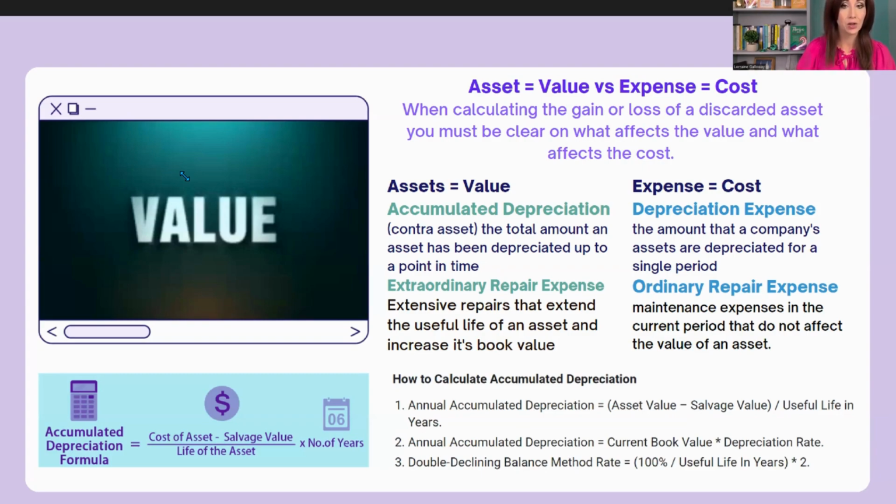Extraordinary is going to add value. All ordinary is going to do is keep it running and maintained. Now, there are a couple different ways to accumulate depreciation, which you're going to need to know.